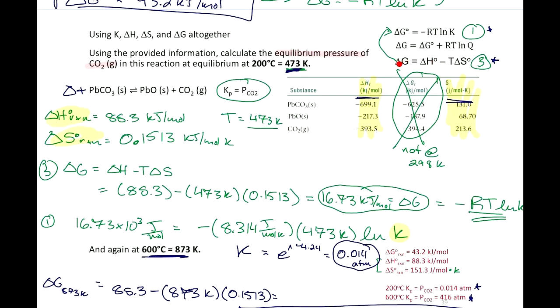So this delta G is not delta G of formation. This is the delta G of the reaction because we're relating it to the delta H of the reaction and delta S of the reaction. That is also not delta G of formation. All of these delta Gs are delta Gs of reactions.